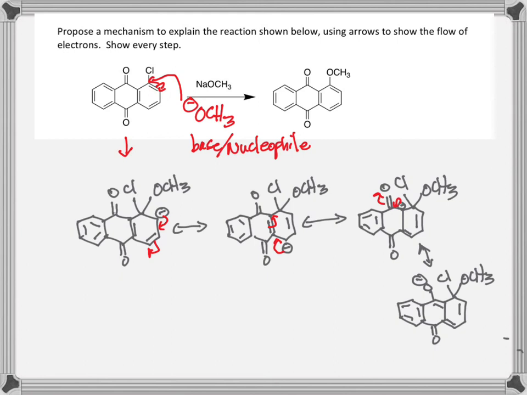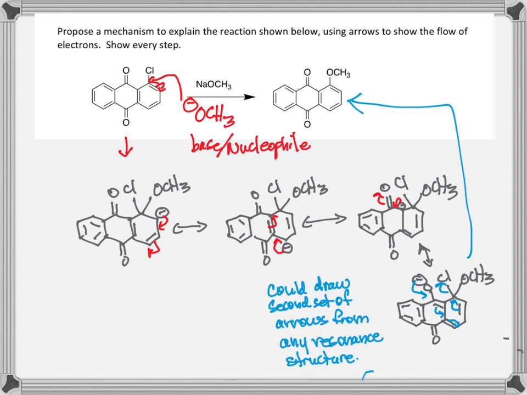And now I will show the final step, which involves the negative charge on the oxygen going back to form a double bond, and all the electrons reorganizing so that chloride can leave. We could have drawn the blue arrows on any one of the structures instead of starting on that last one that we had. I just did it on that one because it didn't already have a bunch of arrows on it.